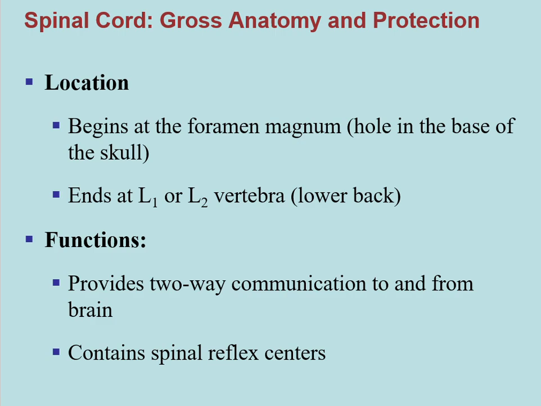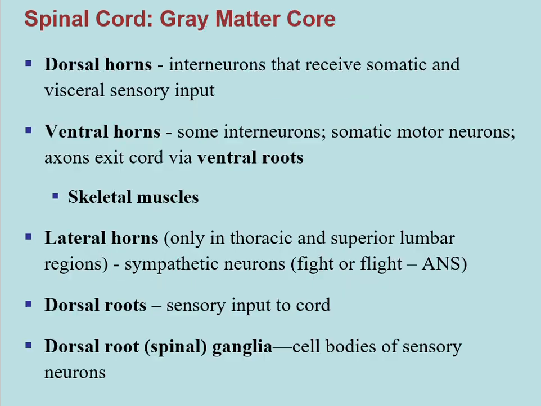We're also going to look at where the spinal cord begins, and it begins at the foramen magnum, which is the hole in the base of the skull, and actually continues down your vertebral column until about L1 or L2. That's the first and second lumbar vertebrae. Its function is really just to be a two-way communication system between the brain and the rest of the body. But it does also contain spinal reflex centers.